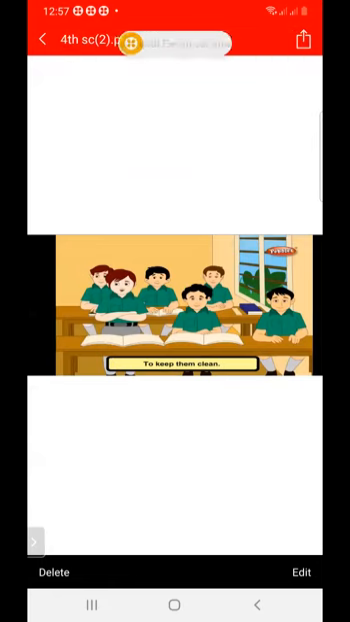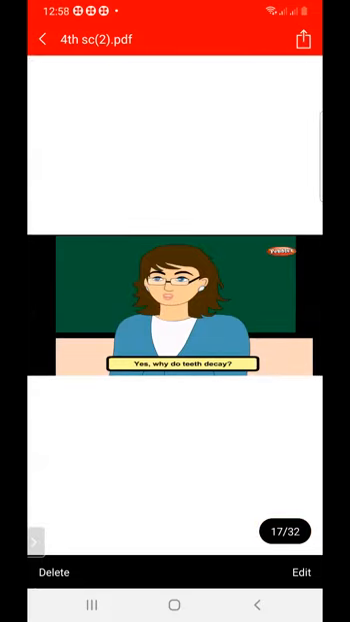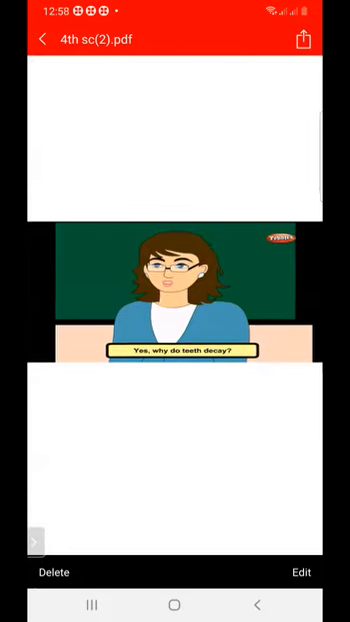Then the students are saying that we are brushing to keep our teeth clean. And yes, why does tooth decay occur?